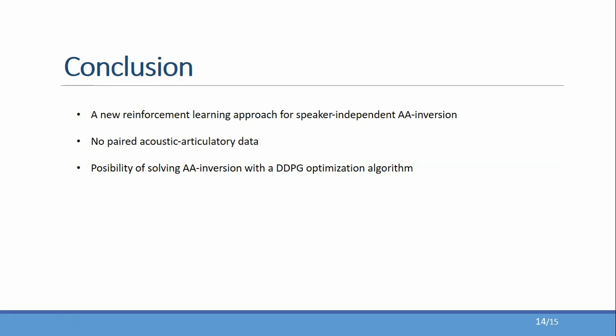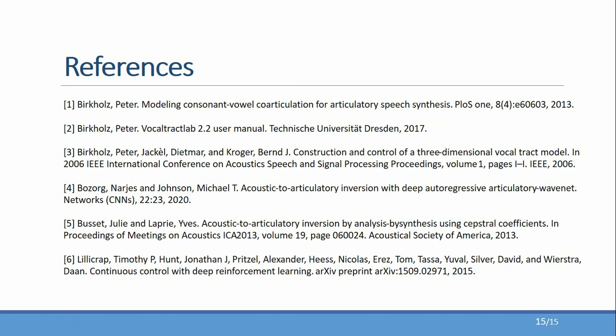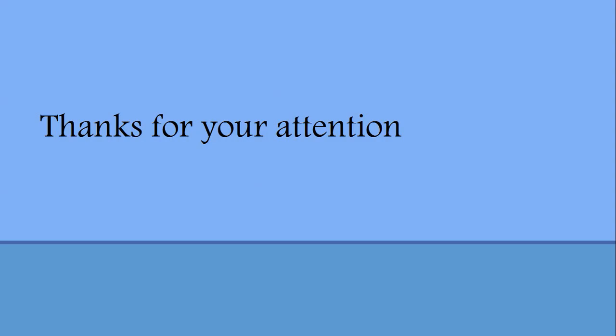And it's time to conclude the presentation. In this presentation, we talked about acoustic articulatory inversion, its methods, and existing challenges. We explored the possibility of using the reinforcement learning algorithm DDPG in solving the acoustic articulatory inversion problem. The results were really encouraging, and there is a lot to do in the future in this scope. These are the main references, and finally, thanks for your attention.